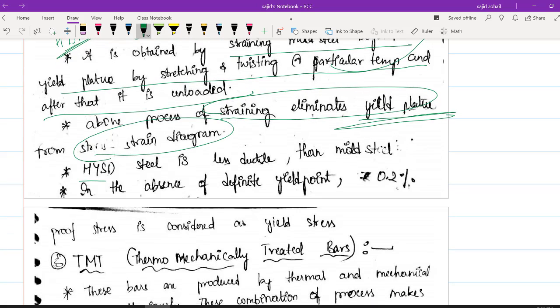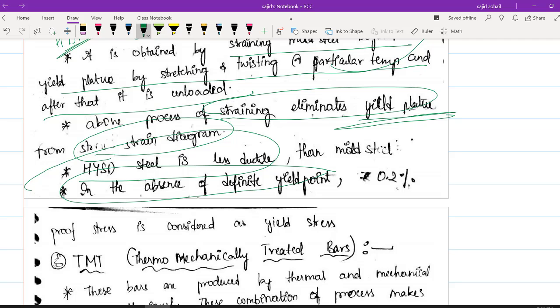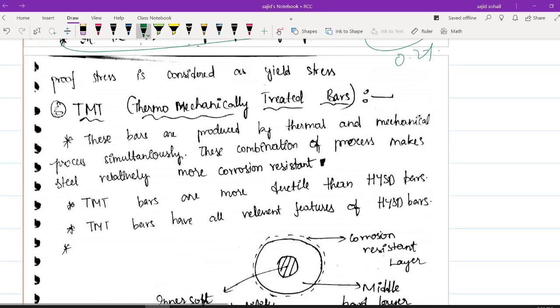And you have to remember that HYSD is less ductile than mild steel. That's why recently Fe 500D bars have started to come. But even today in construction we mostly use Fe 415 and Fe 500D. In the absence of a definite yield point, what yield point are we considering? We are considering the stress corresponding to 0.2% of strain. So that is called proof stress. I hope you got it. Everything is clear for you.